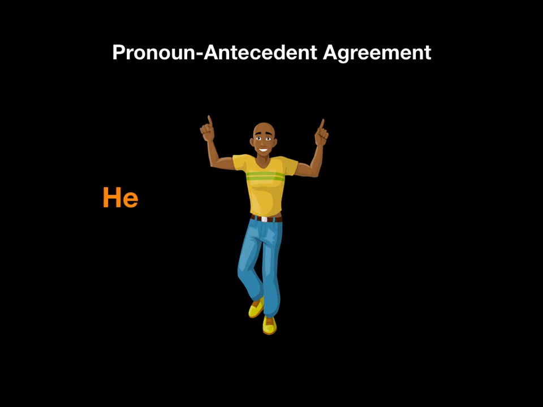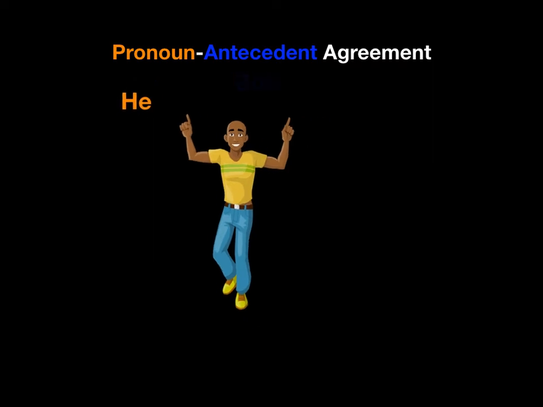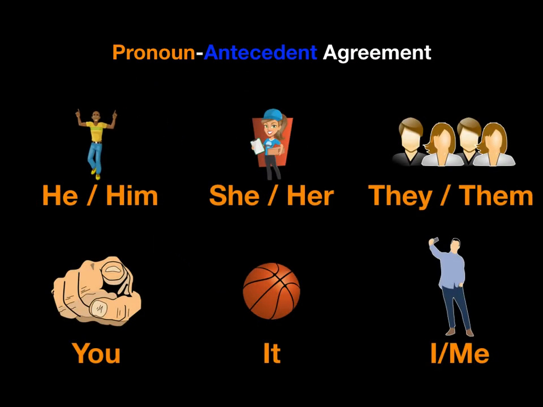So now that we know what a pronoun is, we can also know what an antecedent is. An antecedent is the word that the pronoun stands in for. So Bob would be considered the antecedent. Now that we can identify pronouns and antecedents, let's look at a few common pronouns that we'll be very familiar with. Words such as he, him, she, her, they, them, you, it, and I, me are all considered pronouns.